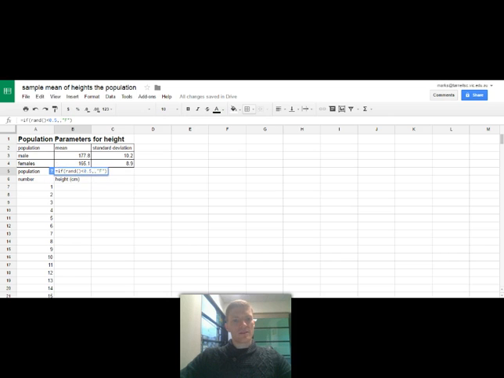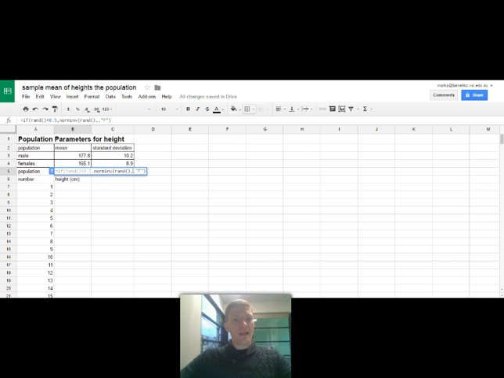So we want the height to be normally distributed. To achieve that, we're going to use the NORM.INV function, and that relies on a probability that is given. So we're going to randomly generate a probability from 0 to 1, and then use the NORM.INV function to return a height that is normally distributed. To do that, we need some parameters of our distribution.